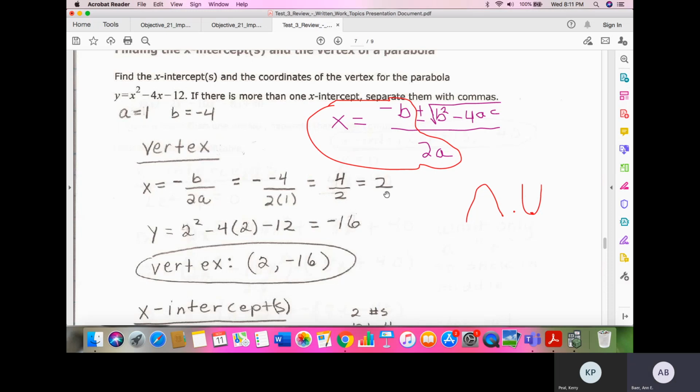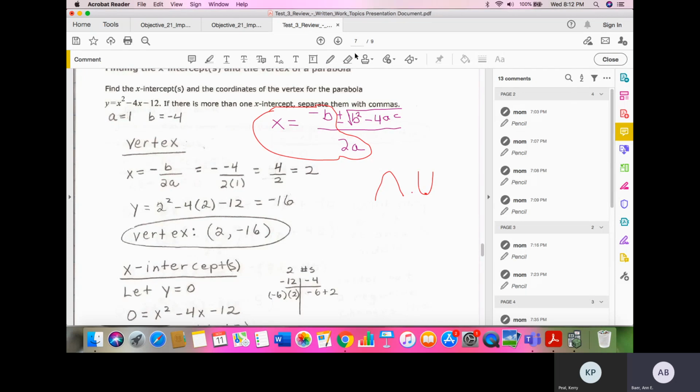How do we get the y-coordinate? We just take our 2, plug it in for x. X is equal to 2. So we plug in our 2 for each of the x's and then find the corresponding y. So we're going to get y equals 2 squared. We're plugging 2 in for x, minus 4 times 2, minus this 12. So this is 2 squared, which is 4.